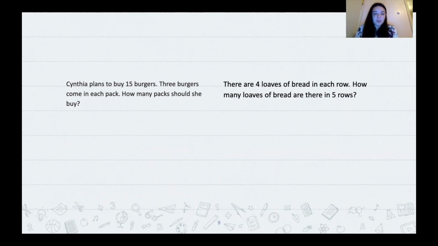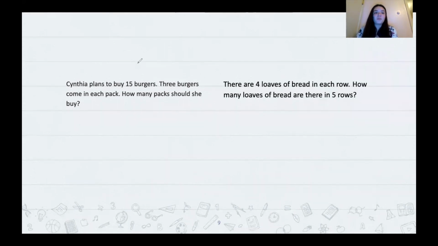So Cynthia plans to buy 15 burgers. 3 burgers come in each pack. So how many packs did she buy? That's problem number 1. Number 2, there are 4 loaves of bread in each row. How many loaves of bread are there in 5 rows? So I read them out to you. I want you to go ahead, take your time, pause this video, try it out, and then when you come back, I'm going to go over them.